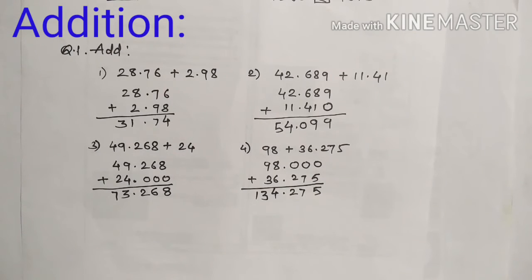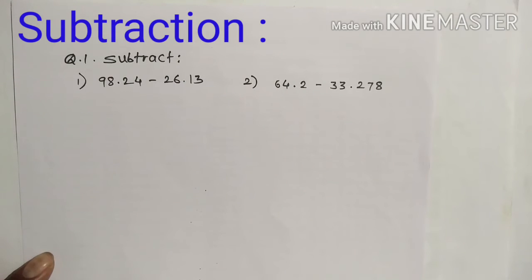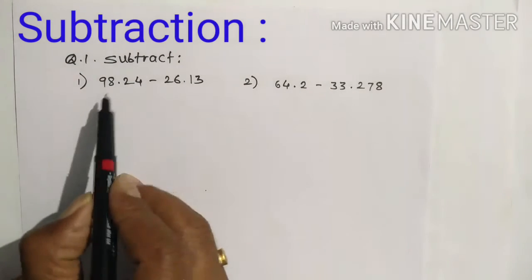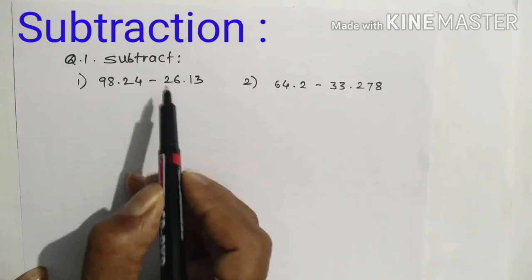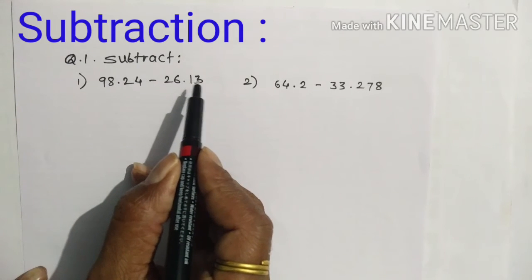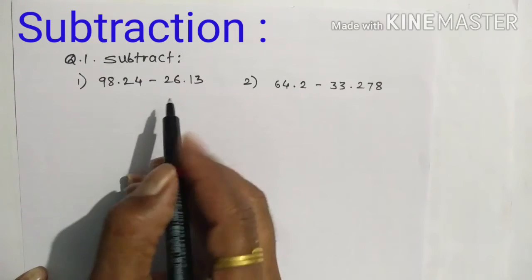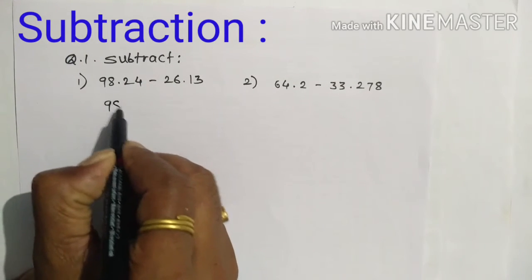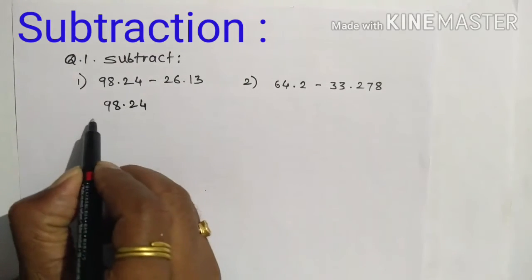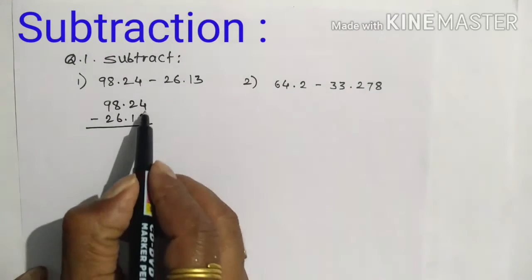Okay, and the same rules will be followed in the subtraction of decimals. So let us see the examples of subtraction. Now let us see subtraction of decimals. Example number 1, 98.24 minus 26.13. Before subtracting we must check the equal number of decimal places, means both decimal numbers should be like decimals. If they are not, then with the help of 0 we have to make them like decimals. Okay, 0 is the hero in mathematics.